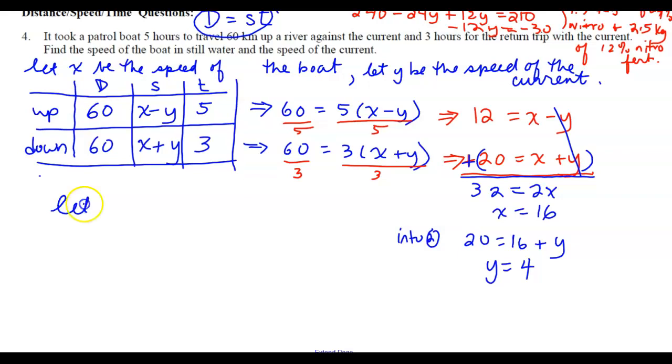So I'm going to make my statement. Therefore, and you need the units, the boat travels at 16 kilometers per hour, and the current is 4 kilometers per hour.